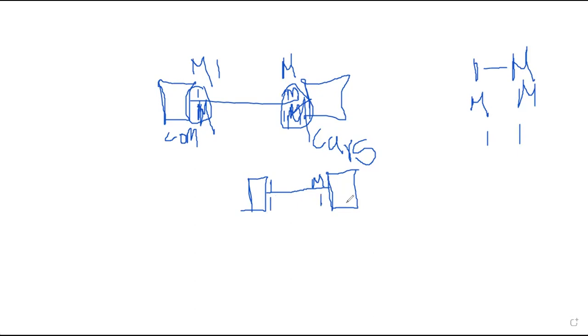Is that clear? So finally, which is the largest one? One, one. So the final relationship is one here and many here. We have to take the larger one, and the larger one is many. So the final relationship is one to many. Is that clear?